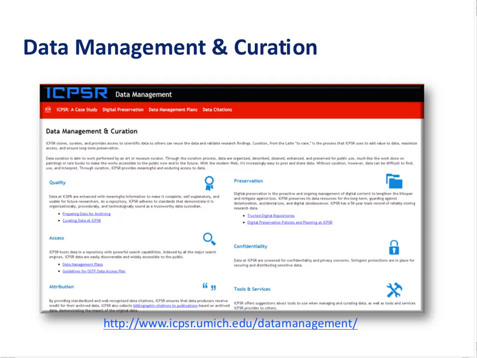So I'm going to start talking about data management and curation. We've divided this page into 6 sections: quality, preservation, access, confidentiality, attribution, tools and services. And this was somewhat in response to the memo. It helped us re-emphasize or emphasize certain aspects of data management and curation. So I'm going to divide the rest of my presentation into these sections. The first I'm going to talk about is data quality.